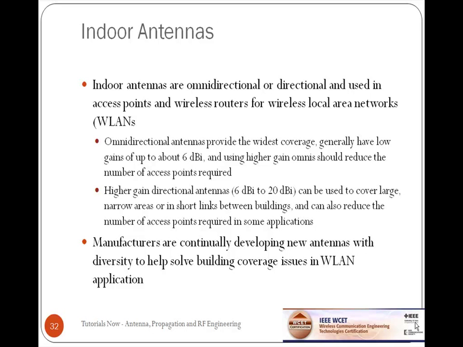Omnidirectional antennas generally have low gains of up to about 6 dB, but using higher gain omnis can reduce the number of access points required, thus reducing the system costs. The higher gain antennas, typically from 6 dBi to 20 dBi, can be used to cover large and narrow areas or in short links between buildings. Directional antennas can also reduce the number of access points required in some applications.